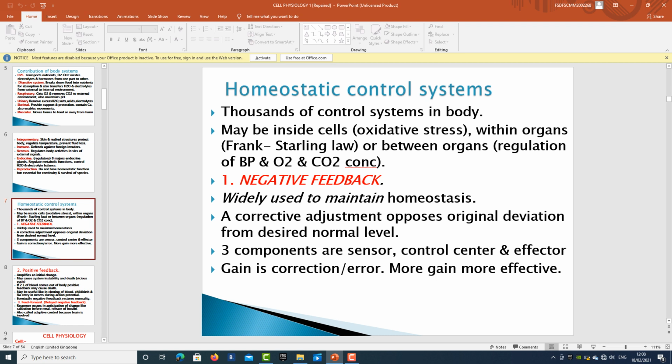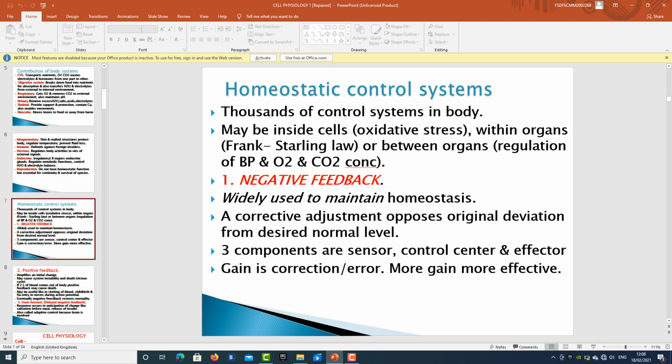Now, when we are knowing about homeostasis, we should be able to know how the system is actually being controlled in our body. In our body, there are thousands of control systems. Maybe inside the cell, maybe outside the cell, there can be variation. So we should be knowing there can be a negative feedback, there can be a positive feedback, there can be a feed forward mechanism. So we should be able to relate them, we should be able to know them.